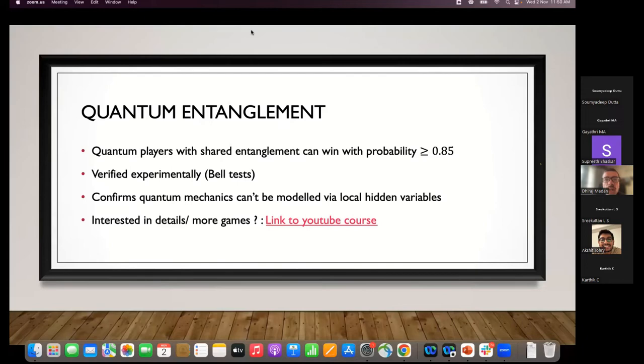He asked because it was said that you can win with probability greater than a certain value, so he thought, can it go to one? No, it's upper bounded. The exact value is cos square pi by 8. I just said greater than or equal to because I didn't want to write the full decimal form. Upper bound, cos square pi by 8. That's the exact value.